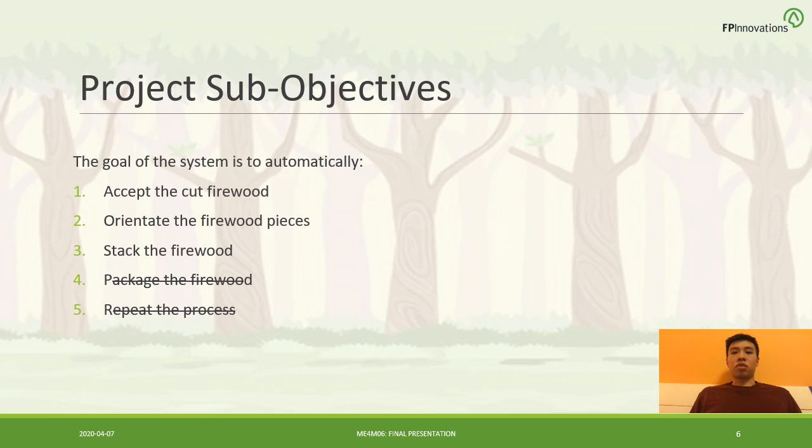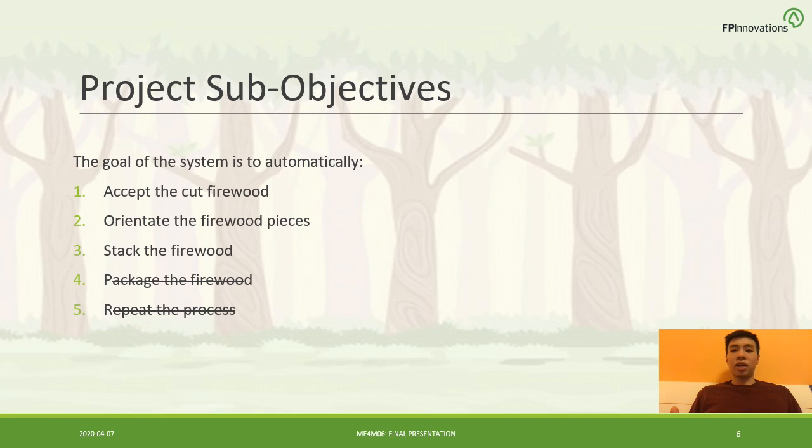The goal of our system is to automatically: 1, accept the cut firewood pieces from an industrial log splitter at a convenient height; 2, orientate the firewood pieces into similar alignment and direction; 3, stack the firewood pieces into a 35-liter bundle, which was a constraint given by the client; 4, package the firewood; and 5, repeat the bundling process.